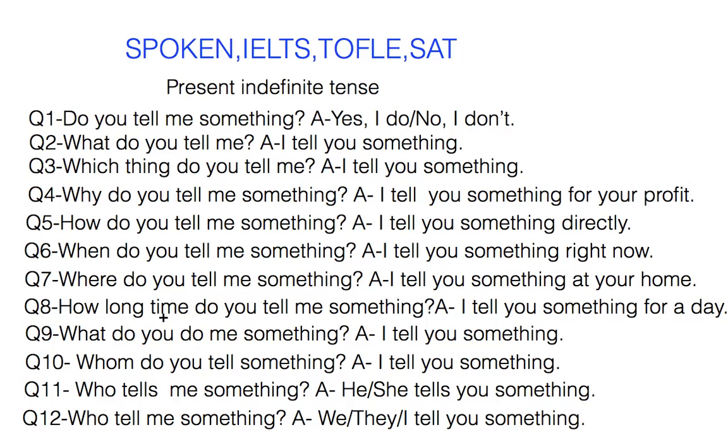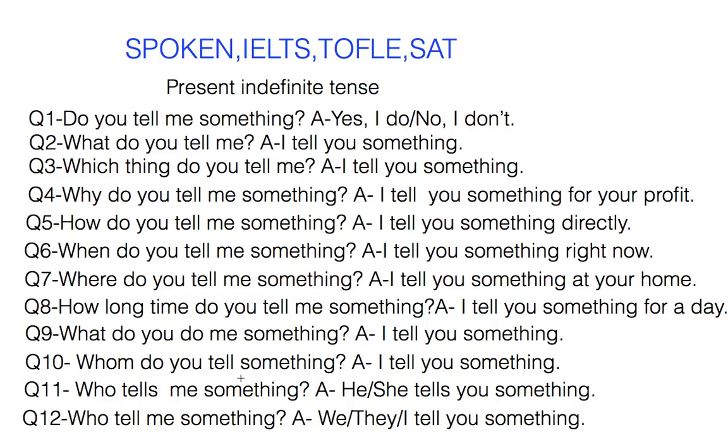Next question here is question number 8. How long of time to tell me something? Answer: I tell you something for a day. Question number 9. What do you do for me? Can you see here that I asked the question, what do you do for me? The answer is, I'll tell you something. This is very small.